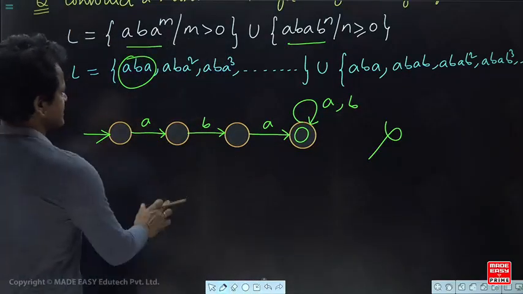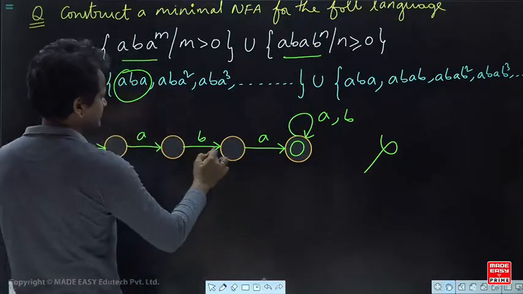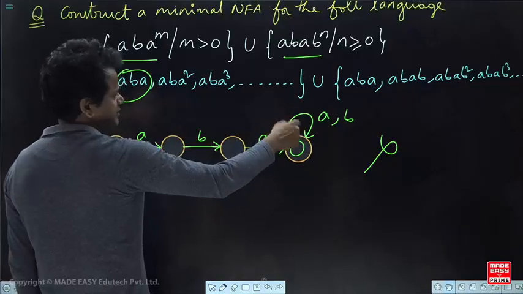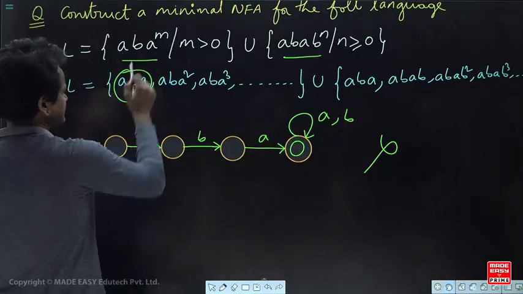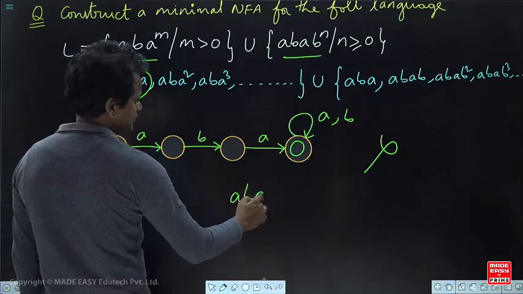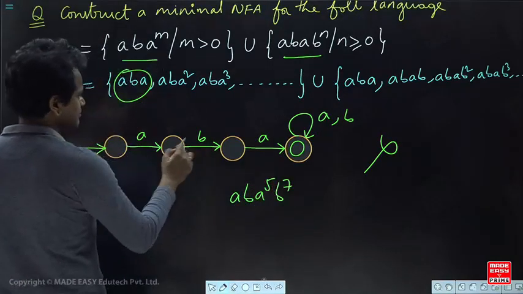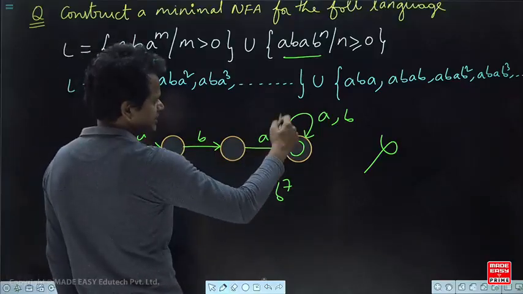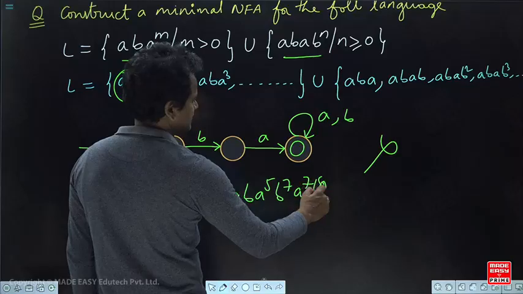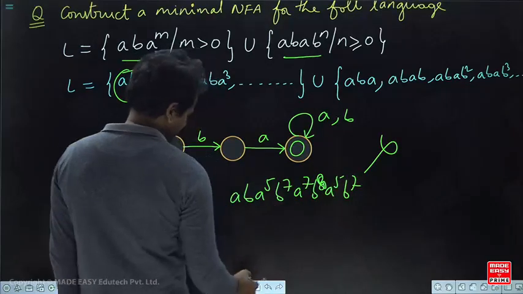Why? It accepts all of these, and also all of these: ABA, then B power 1, B power 2, B power 3, all. And it accepts ABA power any number. But this machine also accepts the string A, B, A power 5, B power 7, again A's, again B's, again A's, again B's, all of these.